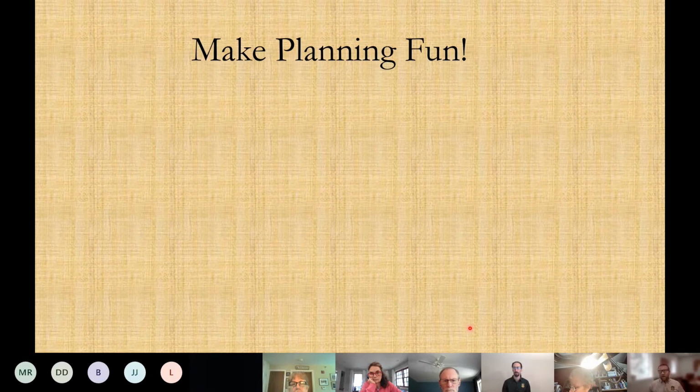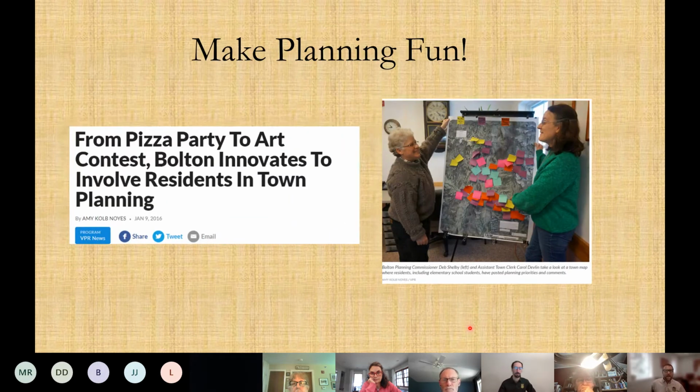Just a couple notes. I just want to remind you, we need to make this fun. When Bolton was working on its town plan before that zoning rewrite, here's Deb Shelby, who was the chair of the planning commission at the time. The first thing she did for that town plan rewrite was to have a pizza party to invite people to get involved in the planning process. Then the Bolton Planning Commission hosted an art contest. These are sorts of events that people want to attend. It's not just the dry minutia of going line by line through the town plan itself.